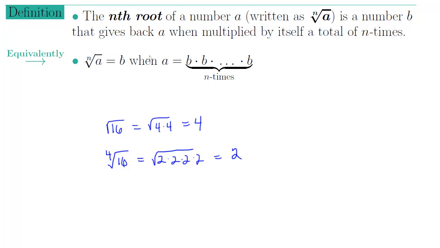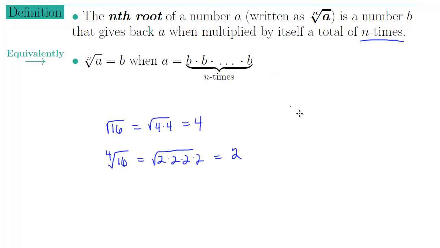So this is the definition of that generalization. The nth root of a number a, written as the square root symbol with a little n, which is called the index, is a number b that gives back a when multiplied by itself a total of n times. So the nth root of a is equal to b exactly when a is equal to b times b times b, n times.